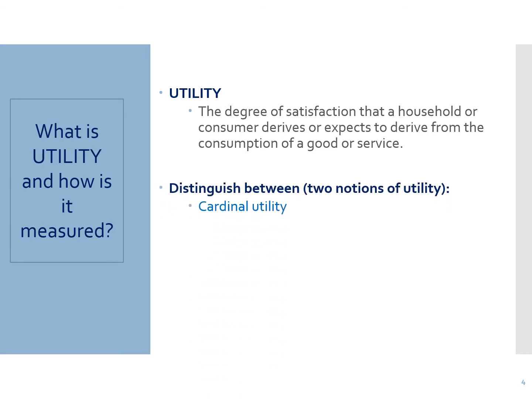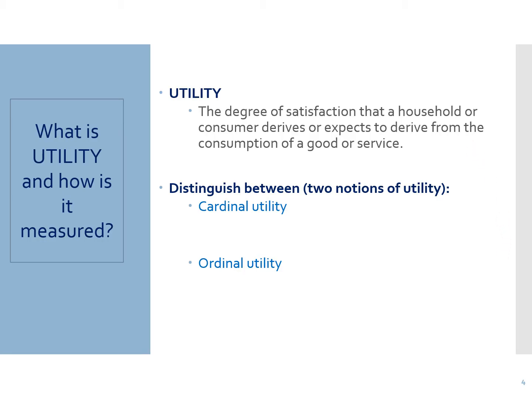We've got two main ways of measuring or analyzing utility in economics. The one is cardinal, which gives an actual number to the amount of utility that we get. And the second one is ordinal. Let's take a look at each of them in detail.